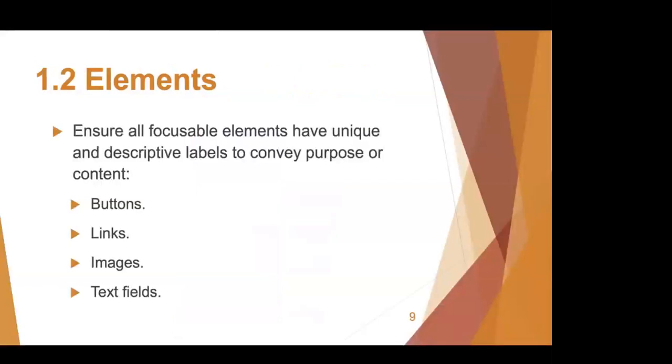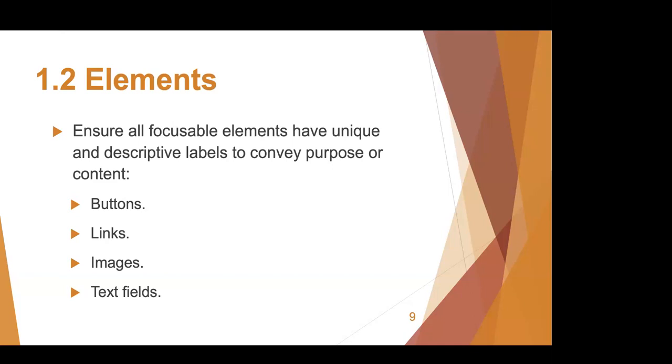So in terms of elements, it's important to ensure that all elements on the page have unique and descriptive labels that convey their purpose or content. This can include buttons, so your buttons should have labels that explain what they do. For instance, if you have a search button that looks like a magnifying glass, labeling it magnifying glass might not actually tell someone what it does, because they may not realize when using a screen reader that search buttons are magnifying glasses. So the button should be labeled search.